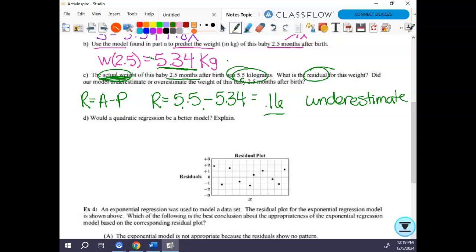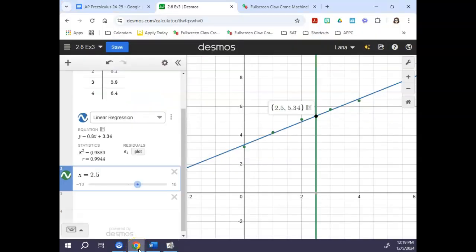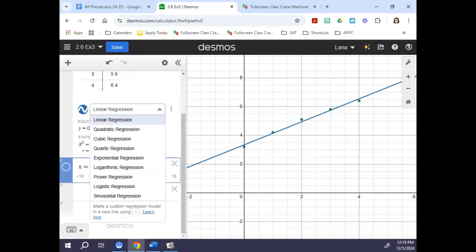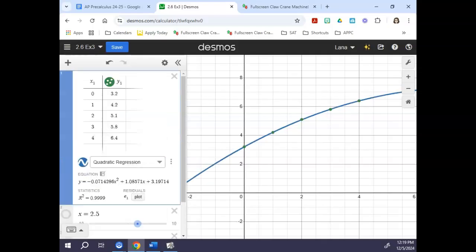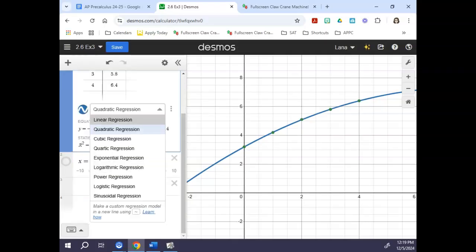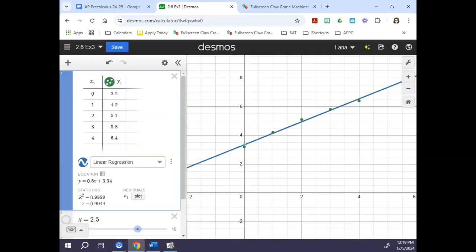All right. So then it said, would a quadratic regression be a better model? Explain. Okay. So here's my linear. And I can turn that guy off just so he's not there. If I did, it doesn't look so bad, quadratic kind of looks better, but I can't say quadratic looks better because it goes through the points better. That's not what we're talking about here. So if I go back to my linear, we want to look at the residual plot. So I'm going to plot my residuals.